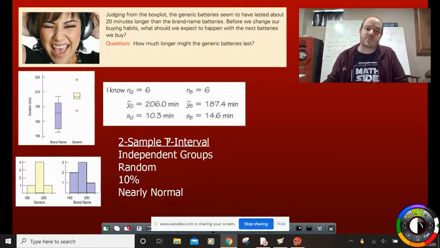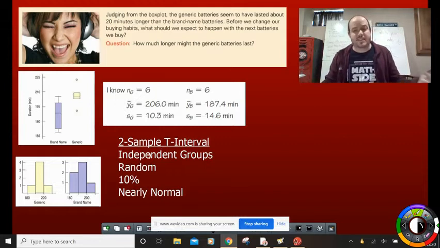Why are we choosing to do a t interval instead of a z? Because we do not have the population standard deviation. It shows us right here that this is a sample standard deviation. It is the standard deviation we got from the sample of batteries they collected. So we do not have the population standard deviation, which is required for a z interval. Instead, we have to work with our t interval. We know it's two sample because we have two distinct groups here: our generic brand batteries and our brand name batteries. So that's going to put us in the two sample t interval.